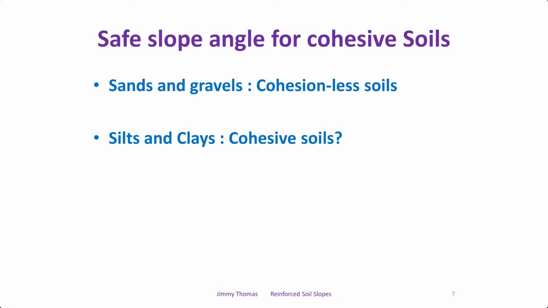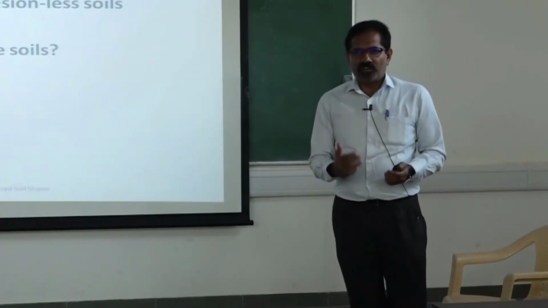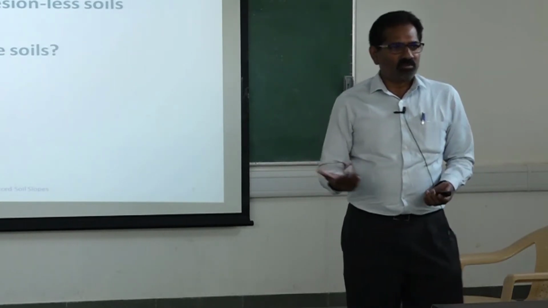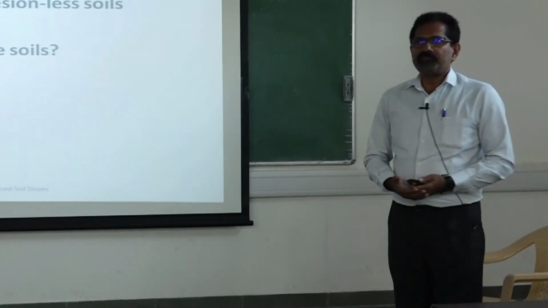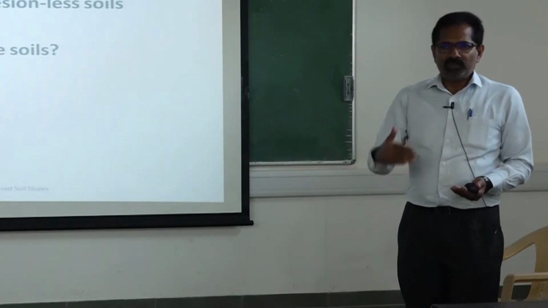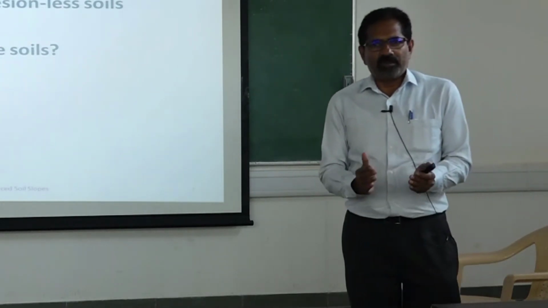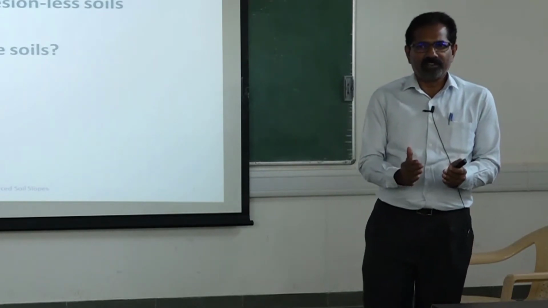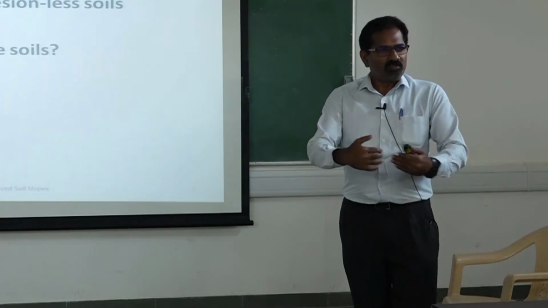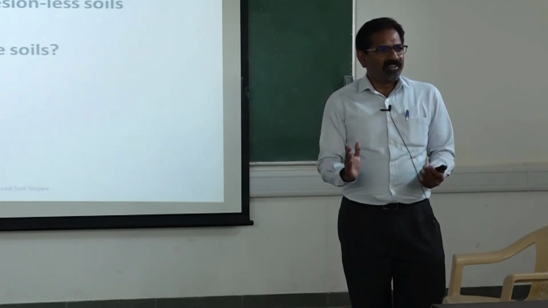Now, if you come to a cohesive soil, our experience tells us it can stand at a steeper slope, like a material like rock. It's a very strong cohesive material. It can stand 90 degrees, no problem. But soils like clay, we have done that experiment: we do a compaction test or prepare a sample for an unconfined compression test, a clay or silt. You compact it in a mold, you remove the mold, and it's standing perfectly vertical.